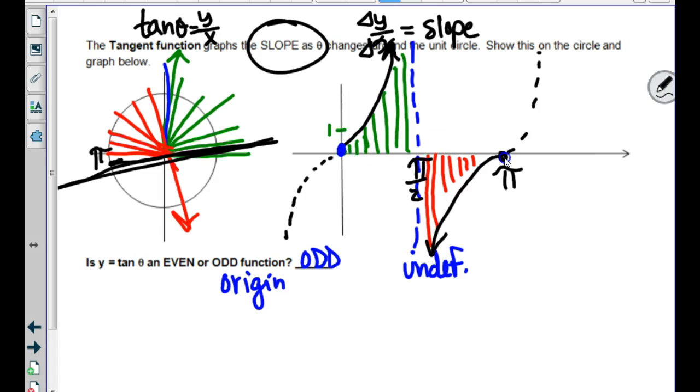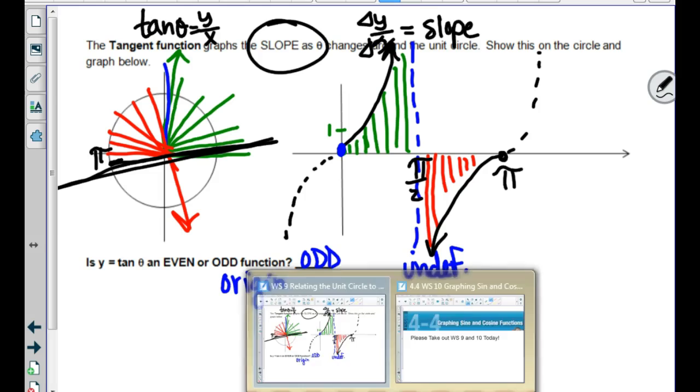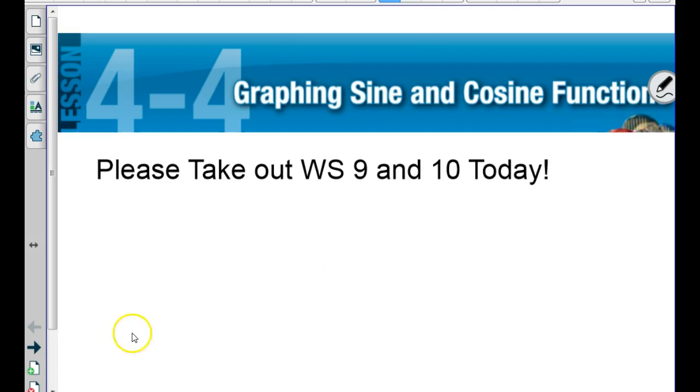All right, we'll do tangent some more next week. Everybody got something down there? All right, so now we're going to talk about worksheet 10.